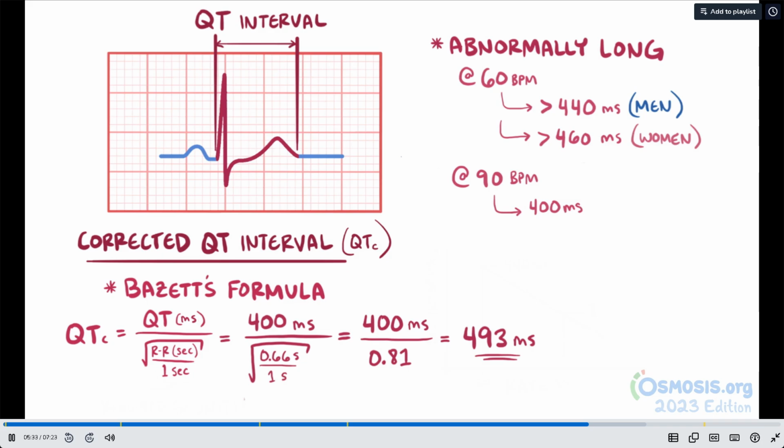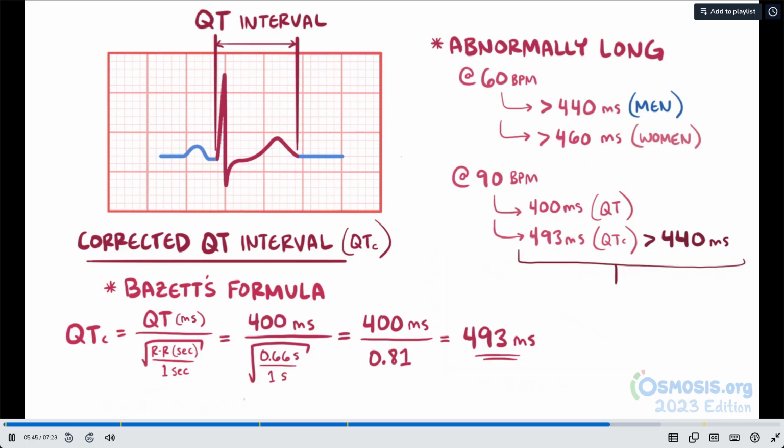Now if we compare this to the value at 60 beats per minute, we can see that the corrected QT interval is actually greater than 440 milliseconds, which means that this measured QT interval of 400 milliseconds at 90 beats per minute is actually abnormally long.